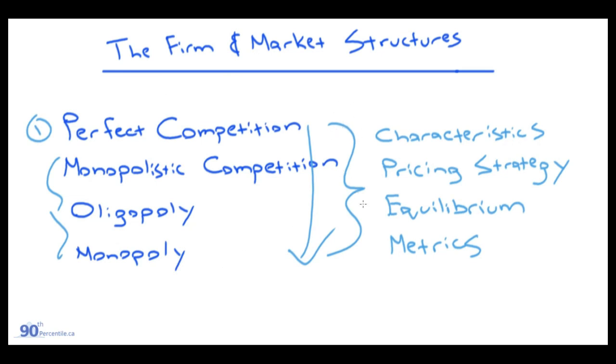So within all of these different types of market structures, we're going to talk about their characteristics, how they determine their pricing strategy, what equilibrium looks like in each of these markets, and at the very end, we'll calculate a couple metrics which we use to determine the concentration or competitiveness in each type of these industries. So with that, let's get into the questions.